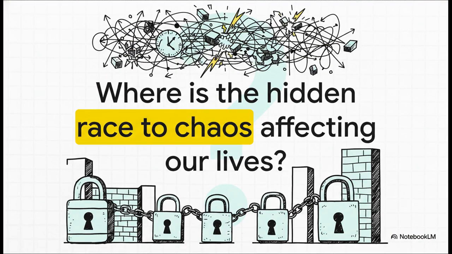So, at the end of the day, we've seen how programmers contain this chaos inside a computer. But it kind of leaves us with a bigger question, doesn't it? In a world that runs more and more on these parallel processes, where else is this hidden race to chaos affecting our lives? And what kinds of locks or do not disturb signs do we need to put in place out there in the real world?